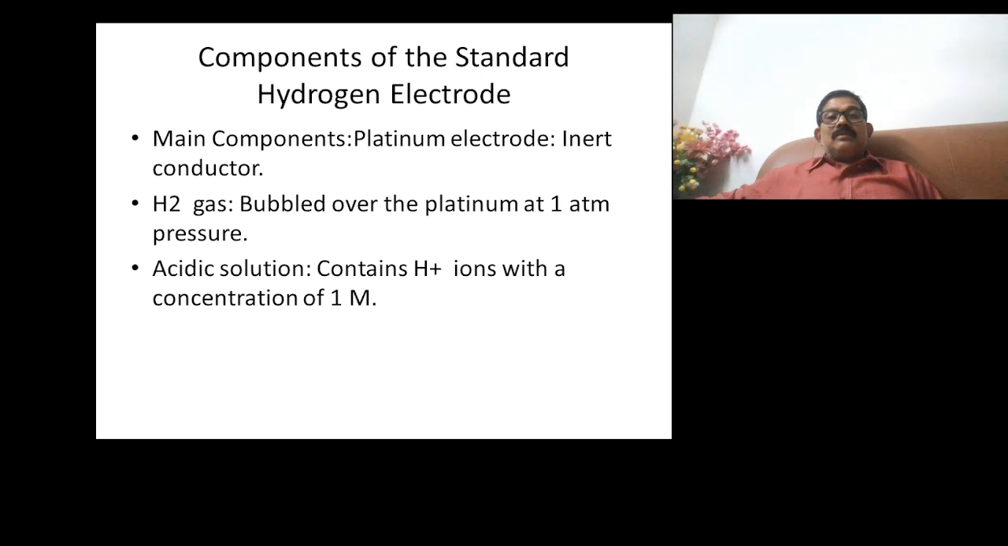Acidic solution. An acid, hydrochloric acid, is taken and it has a certain molarity. So the HCl contains H plus ions with a concentration of 1 molar. The concentration is fixed 1 molar and the pressure is fixed as 1 atmospheric pressure. So platinum wire is inserted into this glass container where hydrogen gas and hydrochloric acid at 1 atmospheric is presented.